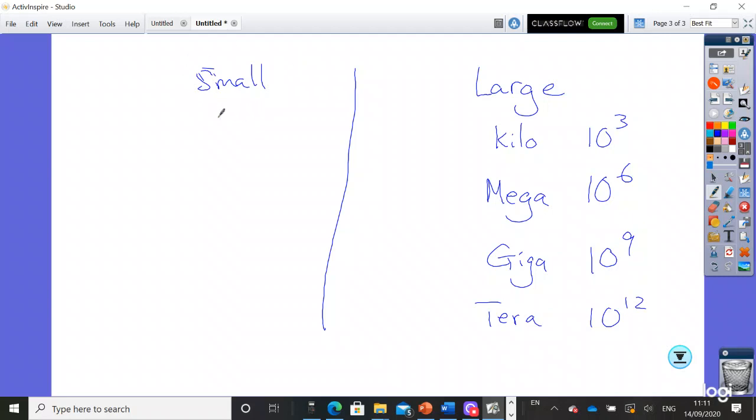And then the small ones, equally, we go -3, which is milli. And then micro. And then -9. You heard about nano? Yeah, nanotechnology. 10 to the power -9 is the best one to remember. Nano. Next one, pico. That's it.